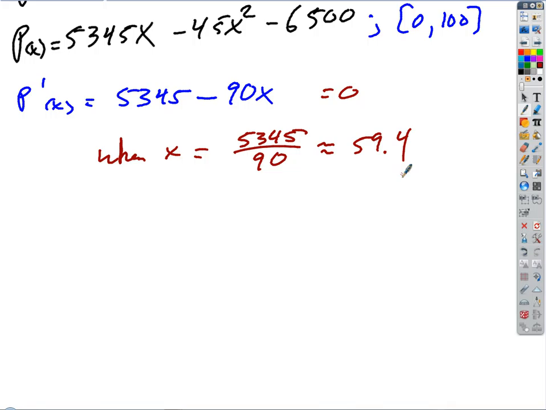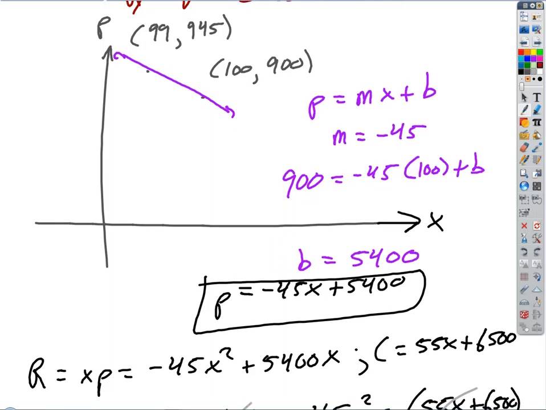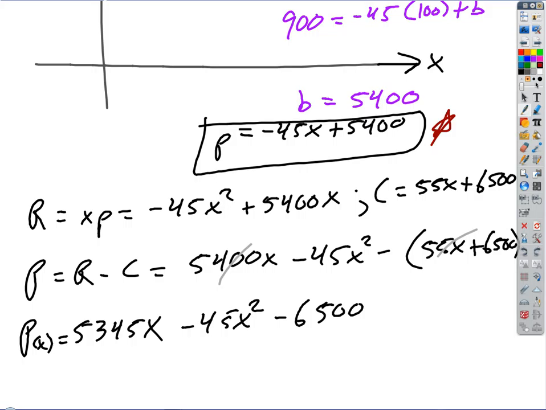But what we really want to know is what's the price that we set to make that happen. So where do we go to find that? Our boxed equation. It's our demand function. I think it was back here, right? There it is, it is boxed. That's where we'll put the 59.4, so we'll say 59. So if we plug 59 in for X, we're gonna get what? Price is negative 45, somebody tell me what that is, times 59.